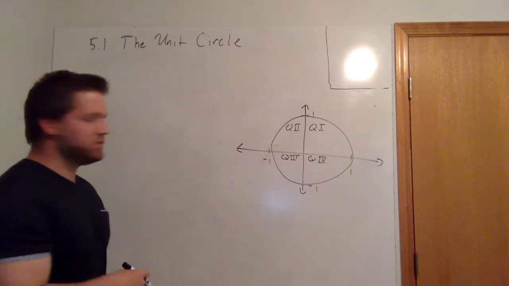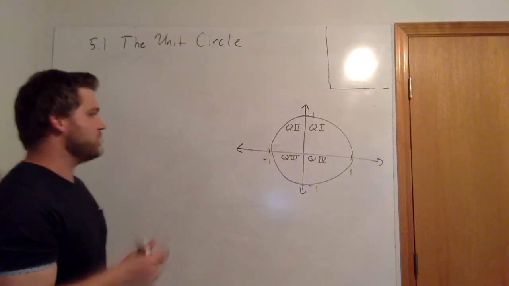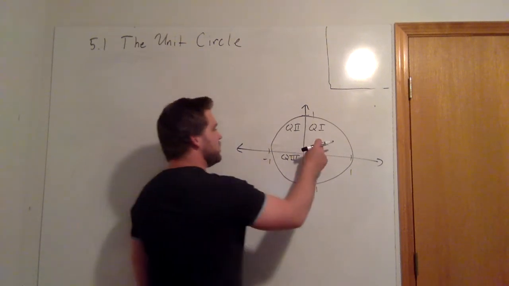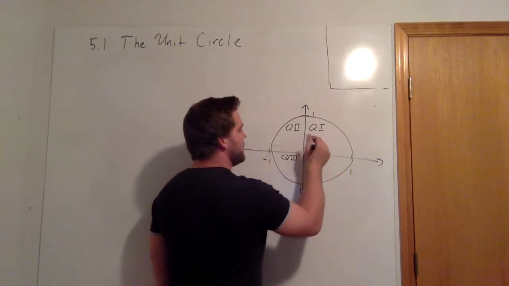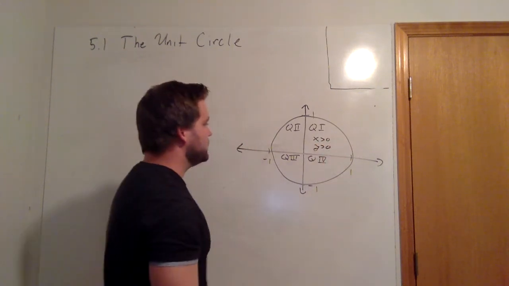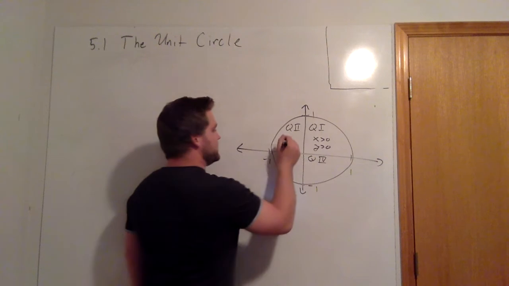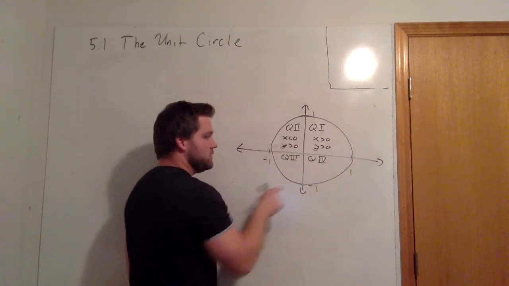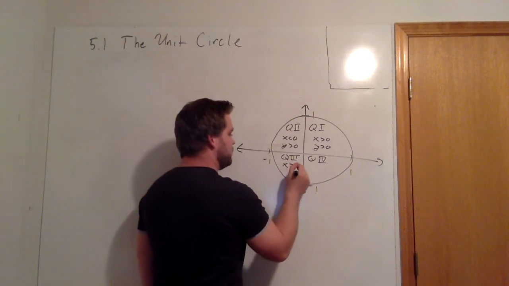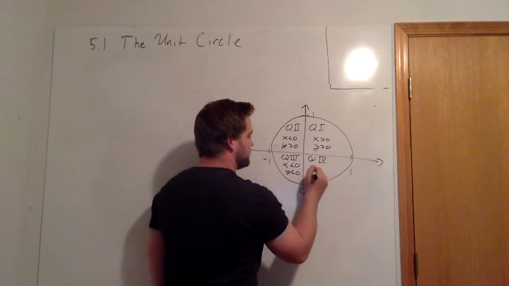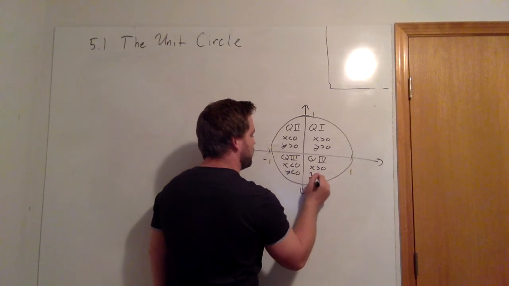Oftentimes we'll want to think about where we are on the unit circle, what quadrant we're in. Let's think about what's true about the x and y values in each of these quadrants. If I'm in this quadrant here, the x value and the y value are both positive. In quadrant 2, the x coordinate is negative and the y coordinate is positive. In the third quadrant, both the x and y coordinates are negative. In the fourth quadrant, the x-coordinate is positive and the y-coordinate is negative.